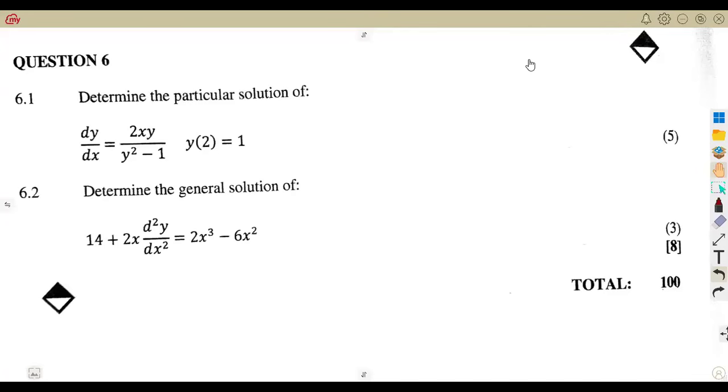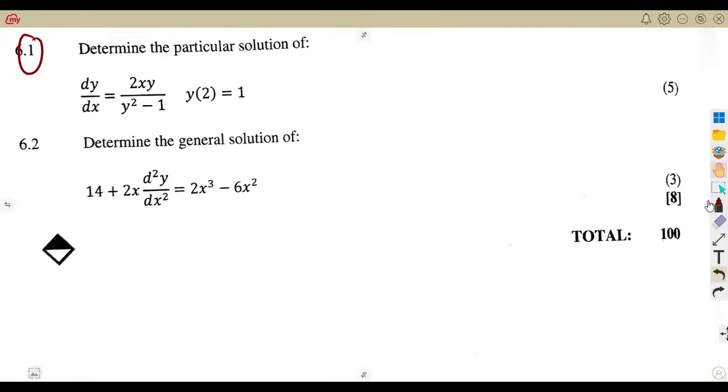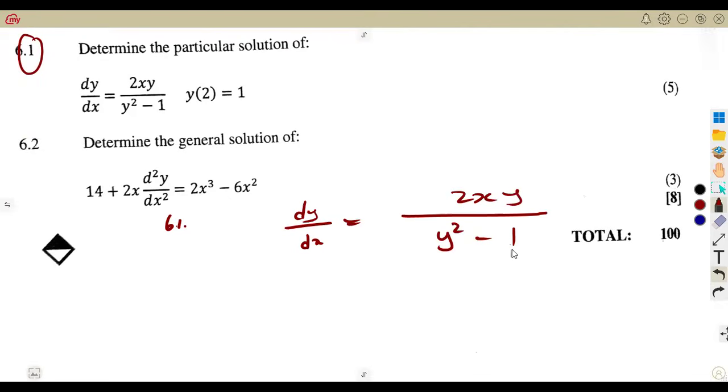All right. So if you're to consider question 6, we had a condition there: determine the particular solution of this derivative with respect to x that we are given. We're given dy/dx is equal to 2xy over y squared minus 1. And you are given a condition, y(2) is equal to 1. They're giving you the x value there.